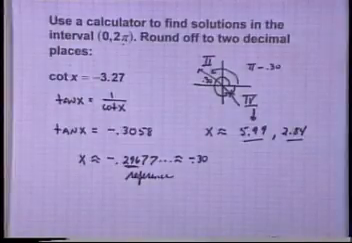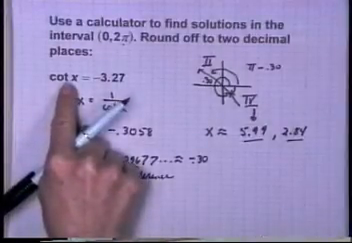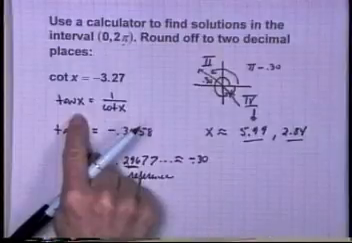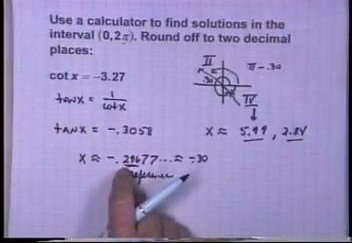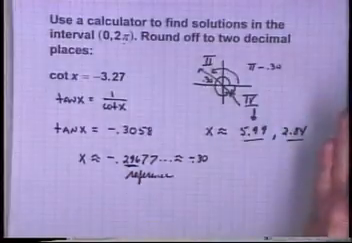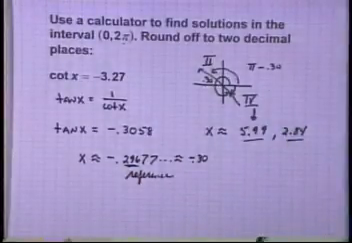So recall, first of all, we're going to have to change cotangent into tangent so that we can do inverse tangent. And then because we got a negative value here, we've got to use that as a reference to get us in our proper quadrant.